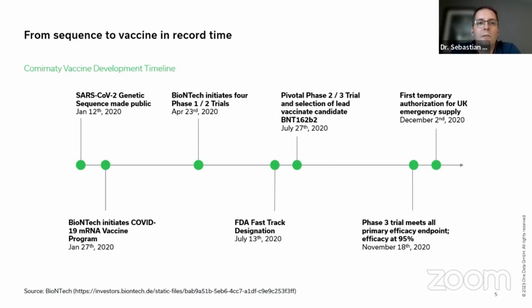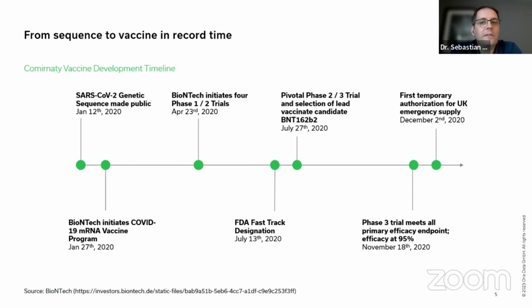The genetic sequence of the virus was made public early in 2020. Already 6 months later, you had FDA fast track designation for that vaccine, and then the pivotal phase 2, phase 3 clinical trials started. And at the end of the year, within less than 12 months, you had emergency authorization for that vaccine. But that's, of course, only one part of the story. The invention of the vaccine is an amazing feat, and you have all the regulatory approvals.